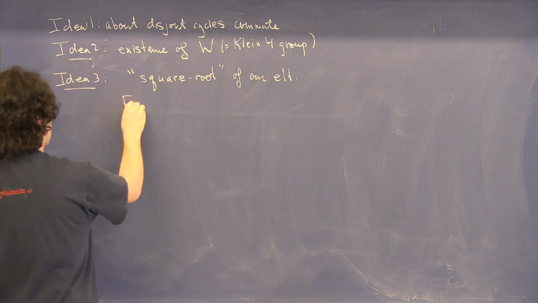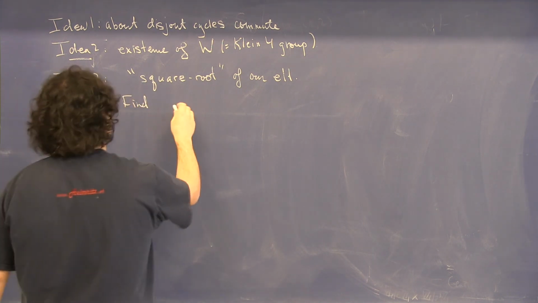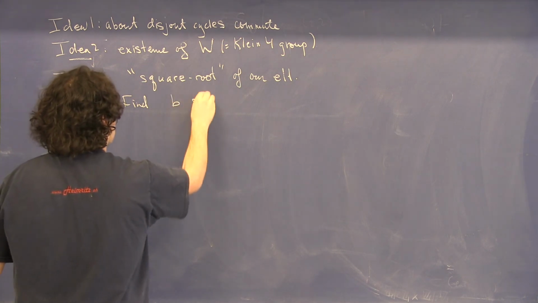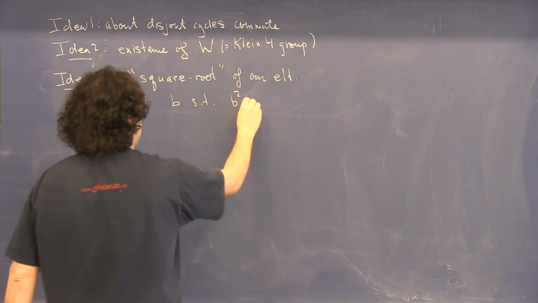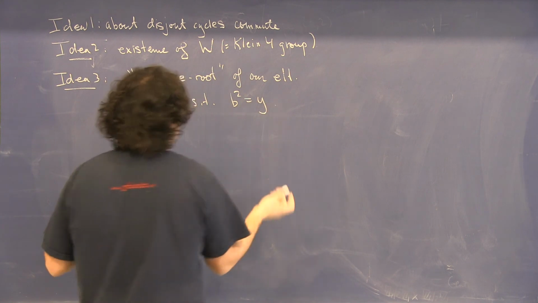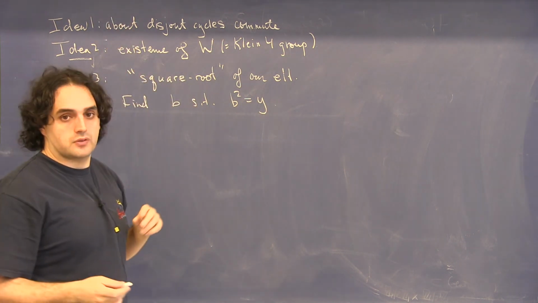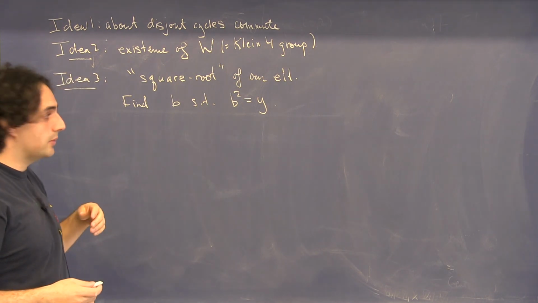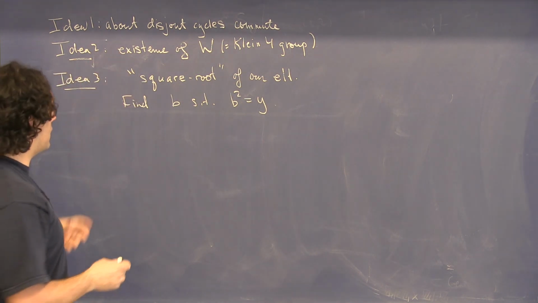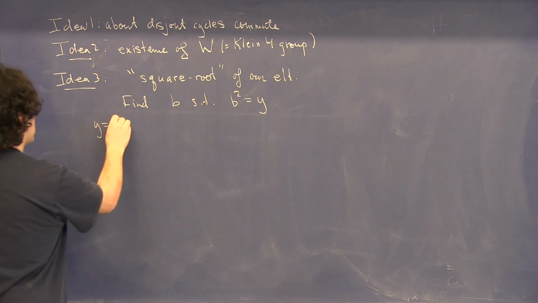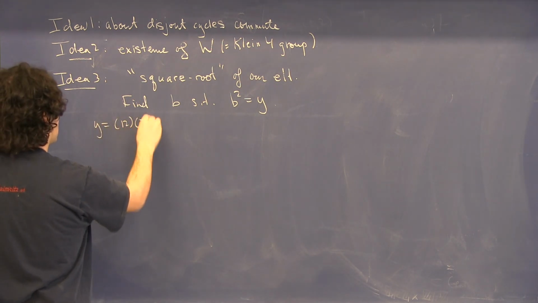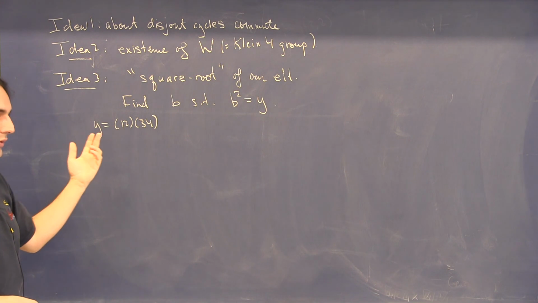That is, find b such that b squared is equal to y. This may or may not be possible. For example, if our y was just a transposition, it would not be possible. But things are looking good for us because y is equal to (1 2)(3 4). It's a product of two disjoint transpositions.